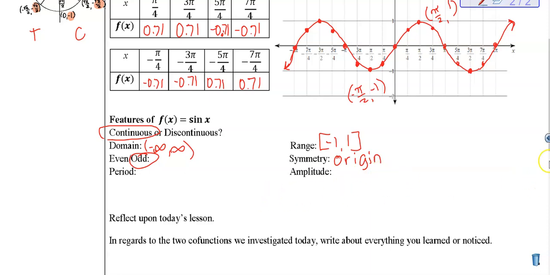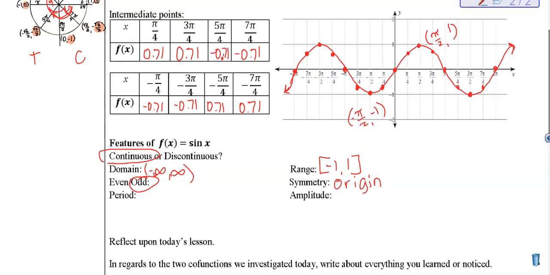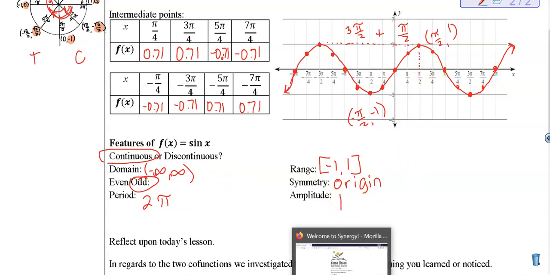What's the period? Now, it's a little harder to see the period with sine than it is with cosine. But if we measure from peak to peak, which is the way I like to do it, the measure from here to here is 3 pi over 2. And then if I continue from here to here, that's a measure of pi over 2. Add those together, 4 pi over 2, which is 2 pi. Okay? So sine and cosine both have a period of 2 pi. What's the amplitude? Midline to peak. 1. And there you have it.